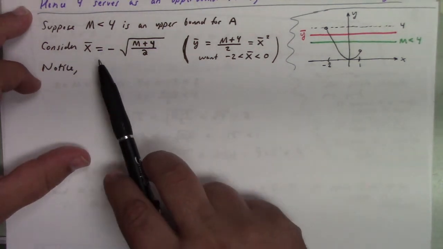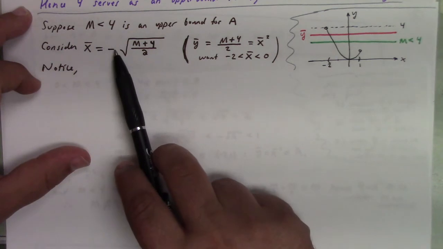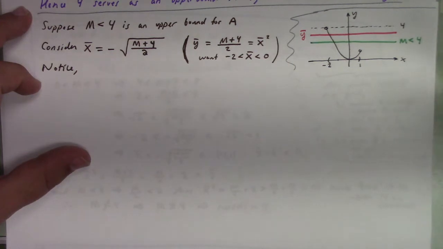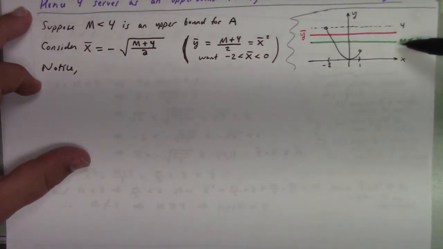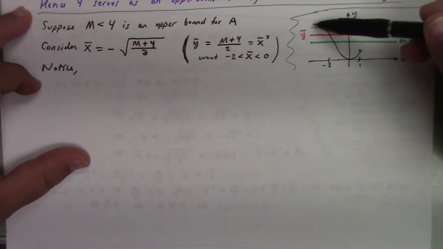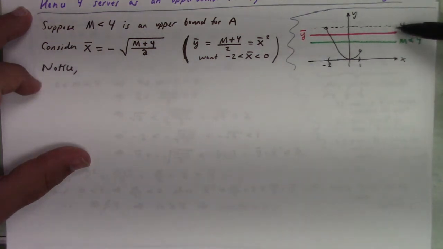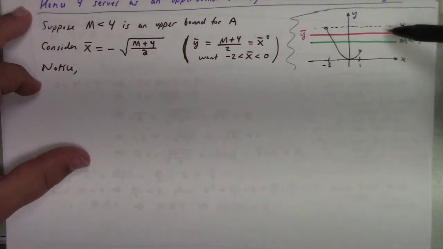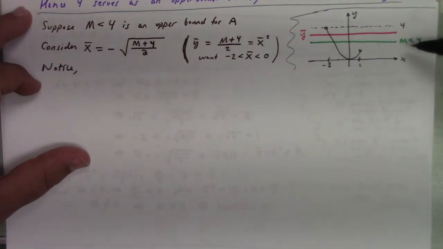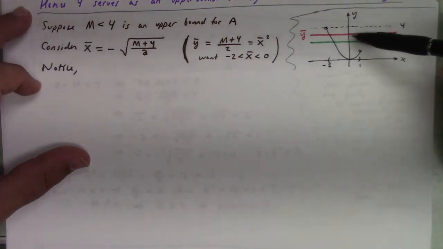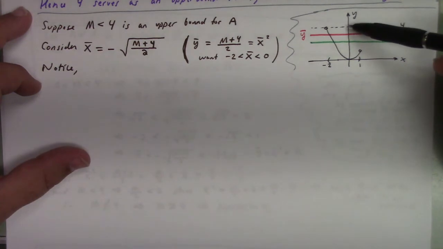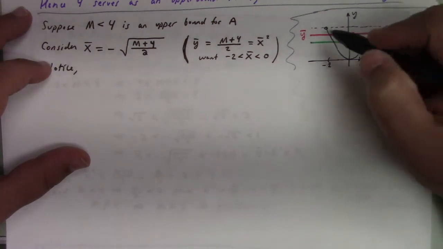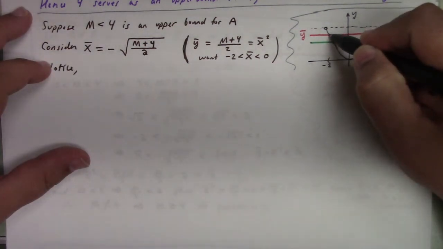So I consider x bar equal to this minus the square root of m plus 4 over 2. So let me try to explain to you what's going on here. Here's the picture. So we've got this m less than 4 in the green. 4 is the honest to goodness least upper bound. And so I think of y bar as being the average of the 4 and the m. In other words, it's the midpoint on the y-axis between the green and the black dotted line. Now, and then what I want is I want this point of intersection right here. That's going to be the troublemaker.